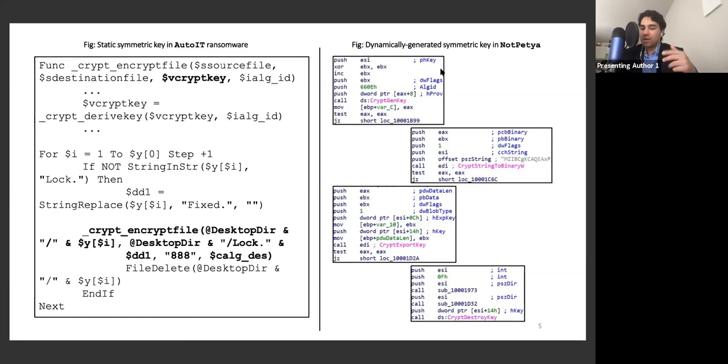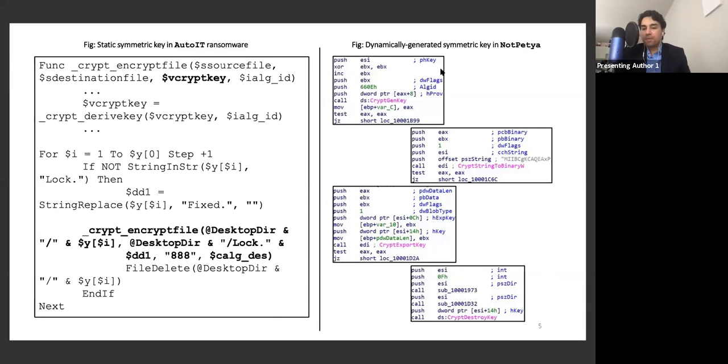So after the data encryption is complete, it will actually protect the generated symmetric key. The data will be encrypted with the generated symmetric key in the first box. And then this key will be protected with the attacker's public key that they've just imported into context, using a call to CryptExportKey, another standard crypto API call.